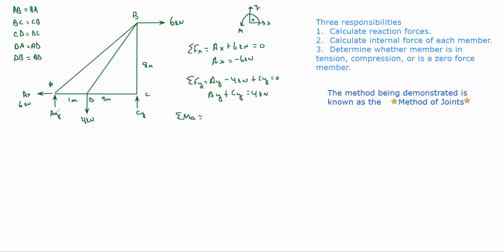So if I take the moment about point A, that makes AX and AY both non-players because the perpendicular distance between where the force is being applied and the point that it's being applied at is 0. Now 4 kilonewtons is definitely a player. It causes a rotation about point A. It is 1 meter away from point A. CY causes rotation. CY is 6 meters away. And the 6 kilonewton force at point B causes rotation. It is 8 meters away.